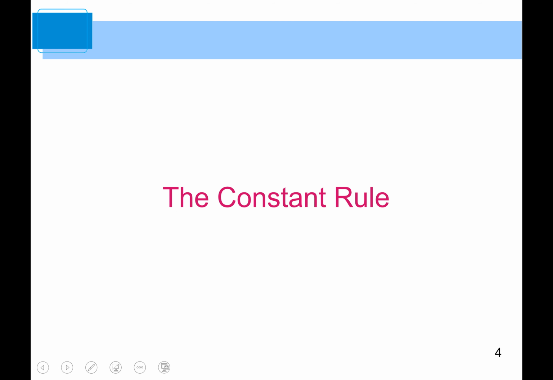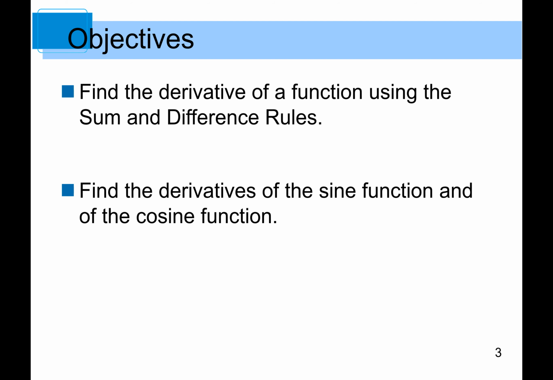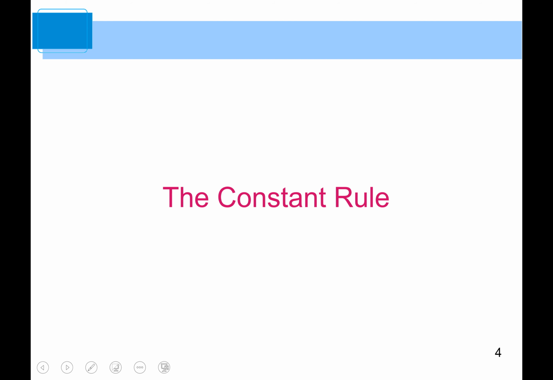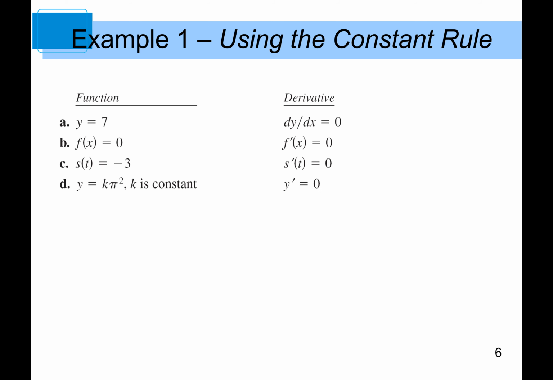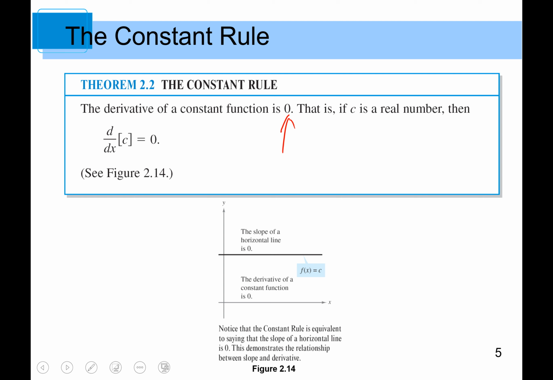First of all, let's take a look at the constant rule. Constant basically is just C. Any constant, right? So the derivative of any constant C, any real number C, becomes 0. Okay. So that's basically the constant rule. Let's take a look at it: the derivative of a constant function is 0. That is, if C is a real number, then the derivative of C is equal to 0.